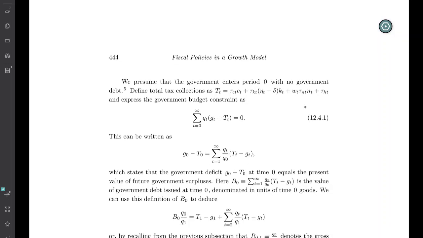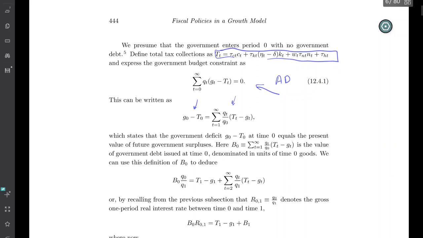It's just to conserve notation. We call time T tax revenues what's given by this formula here. You tax consumption, tax capital, tax labor, and you have this head tax. Just call that TT. And now the government budget constraint is just this. It's the present value of government expenditures. That's the Arrow-Debreu version. And now what we're going to do is use the logic of dynamic programming. We're going to break the sum into a today and a tomorrow.